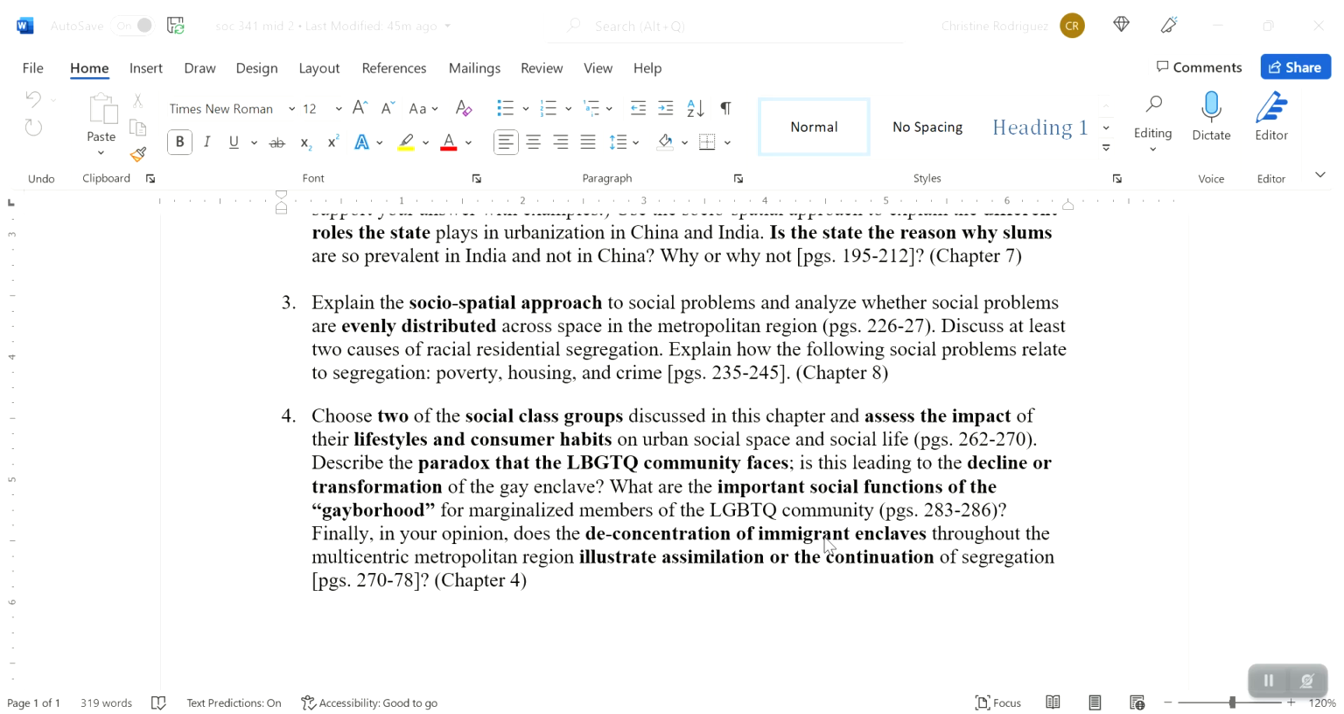Finally, in your opinion, does the deconcentration of immigrant enclaves throughout the multicentric metropolitan region illustrate assimilation or the continuation of segregation? The deconcentration of immigrant enclaves could also be referred to as gentrification. And I see that that's a typo here. It should be chapter 9. Fix that too.